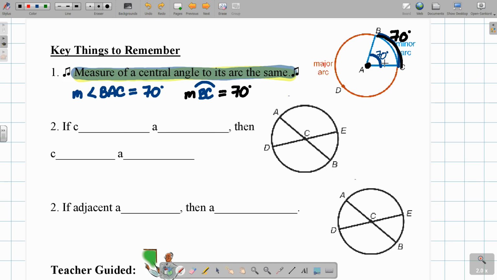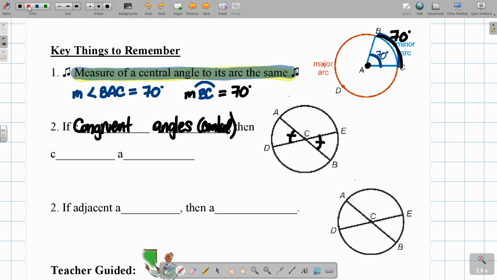This leads us to 2 real simple concepts. If you have congruent angles, and that's the central angles, of course, if you have congruent central angles, then of course your arcs are also going to have congruent measures. Congruent central angles, you have congruent arcs.